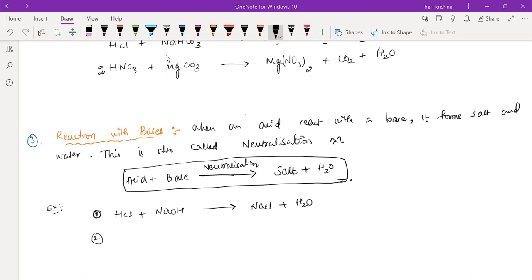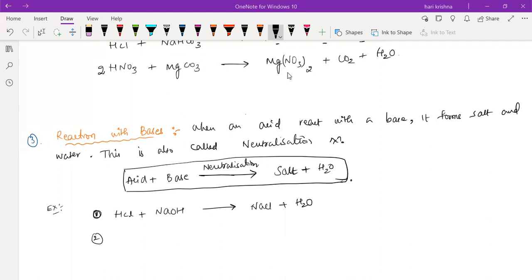Any other examples? Bhargav, tell me any other examples. Acid-base reactions. Akshara, citric acid plus baking soda gives us sodium citrate plus CO2 plus H2O. Can you tell the formulas?